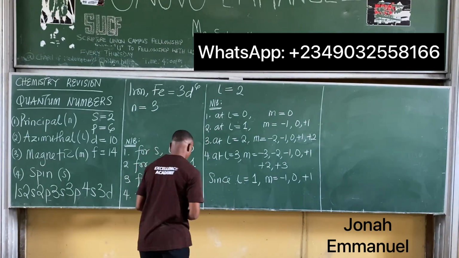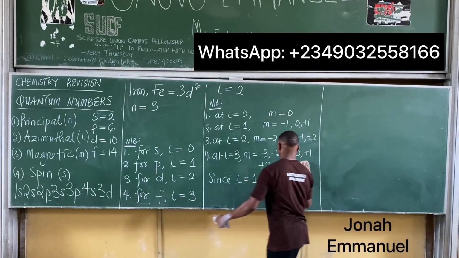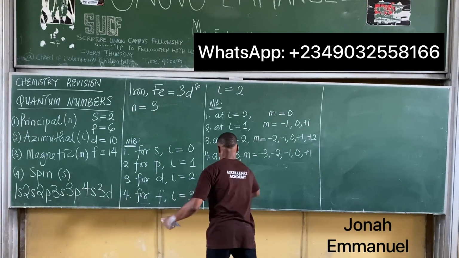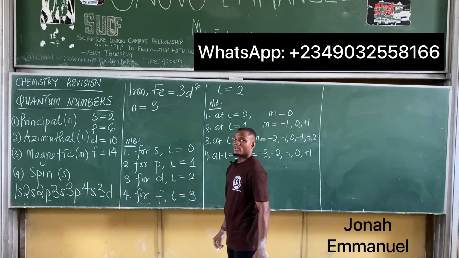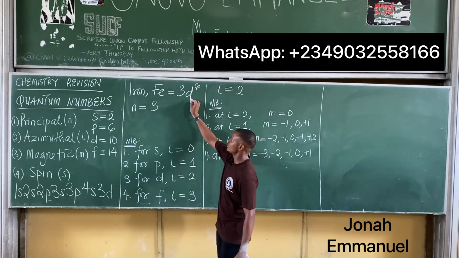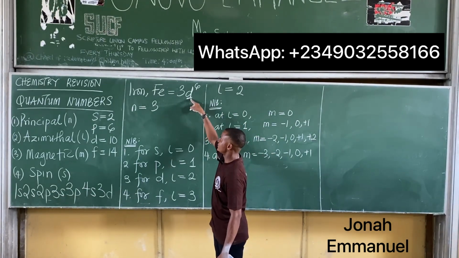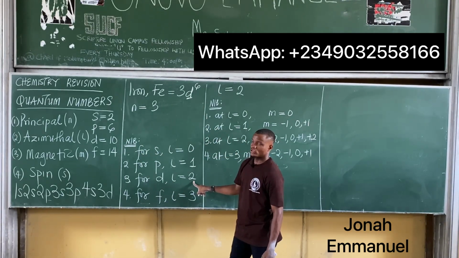Look up. Someone's asking why L is equal to 2. So listen. Why is L equal to 2? Because the shell here is d. And we said note, for d, L is 2. That's it. So L becomes 2.